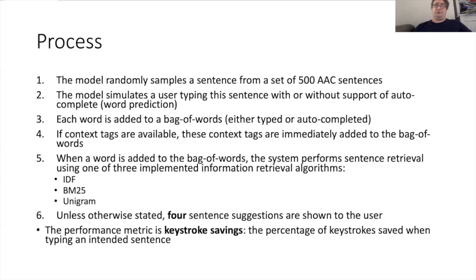The performance metric we investigate is called keystroke savings. It is the percentage of keystrokes saved when typing an intended sentence. Note that this metric is invariant of time performance. We're not trying to predict how quickly people are able to type using context-aware sentence prediction. We are only assessing what percentage of keystrokes can be saved using this system.